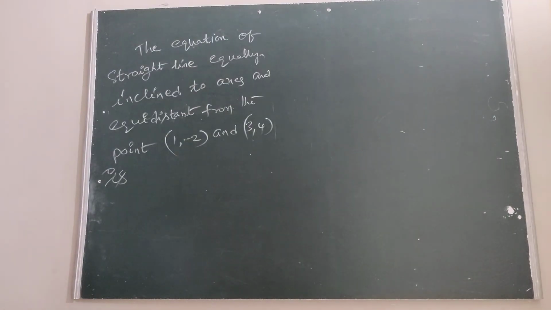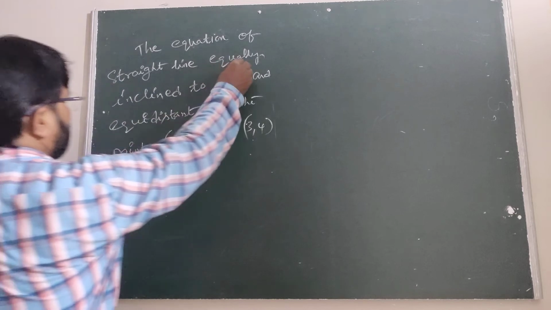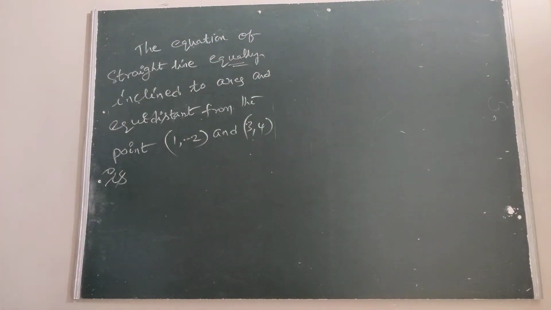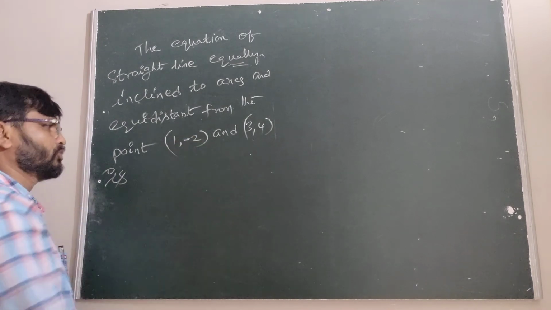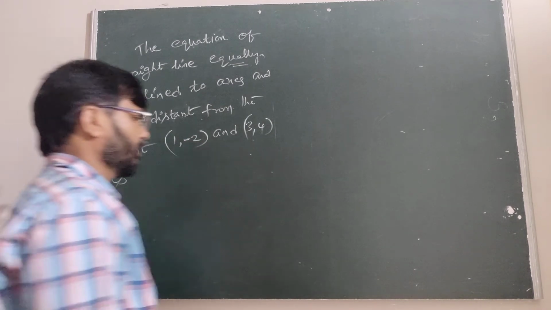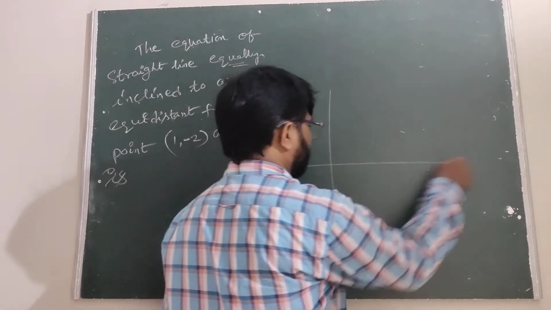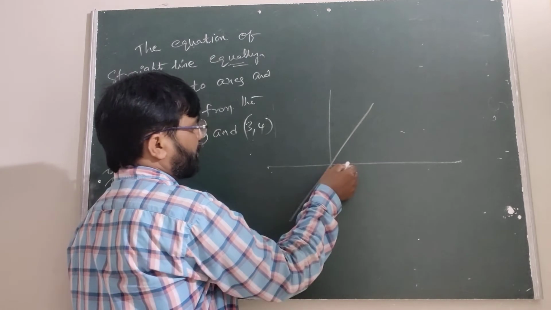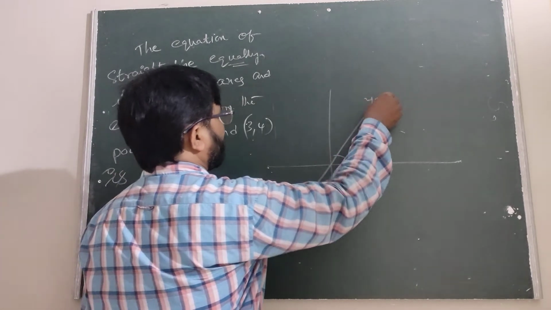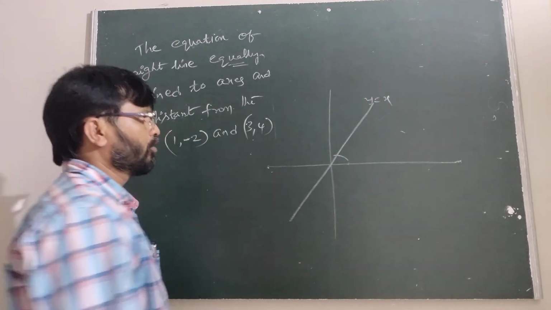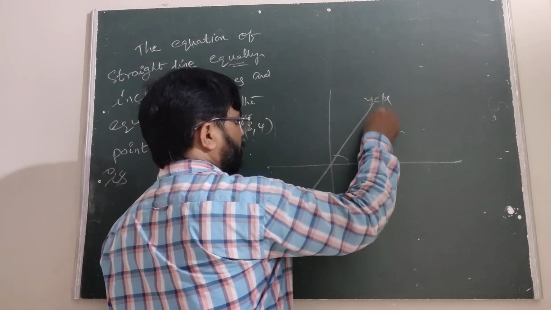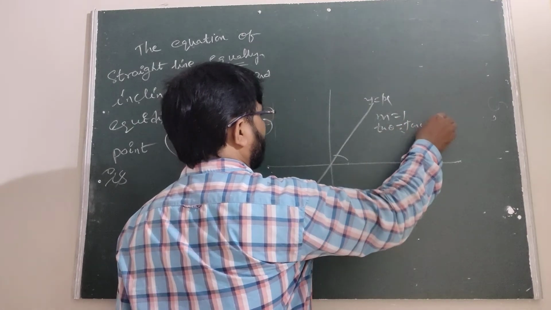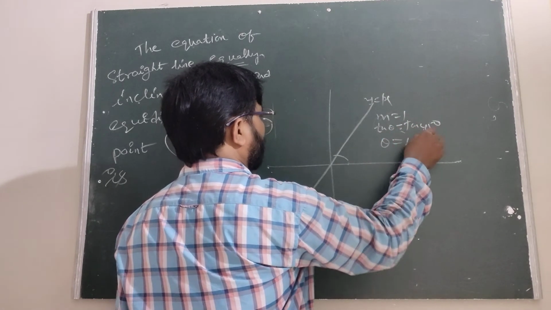Now, the equation of the straight line equally inclined to the axes and equidistant from the points 1 comma minus 2 and 3 comma 4. Here, all of you listen. Suppose these are the x and y axes. The x and y axes are equally inclined to the line. We have to know that y equal to x, since y equal to x, 1 is the slope. Tan theta equal to tan of 45 degrees. Theta equal to 45 degrees.